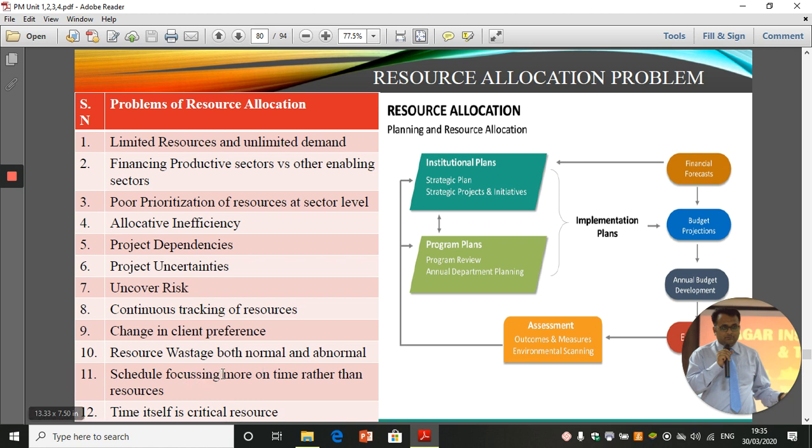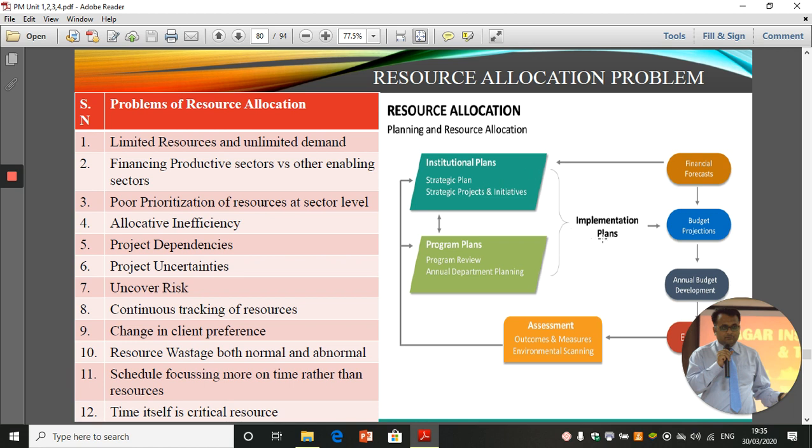The schedule focusing more on time rather than on resources. So schedules normally focus on time, and because they want to make it faster and faster, it leads to unnecessary wastage of resources. The time itself is a critical resource, so time itself is very important. Then resource allocation, you make an institutional plan, a plan for the whole institute. Then you make program plans, so you make it for a specific program.